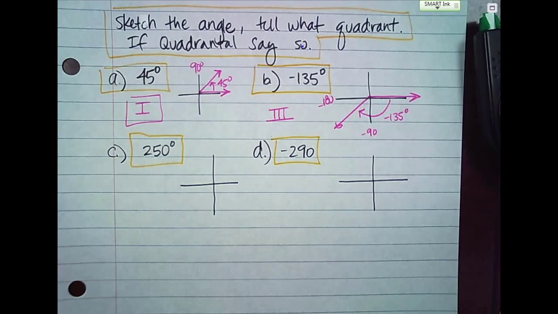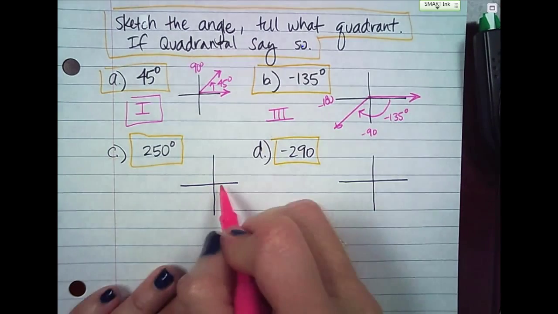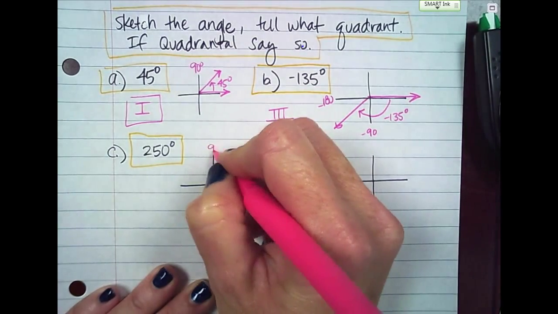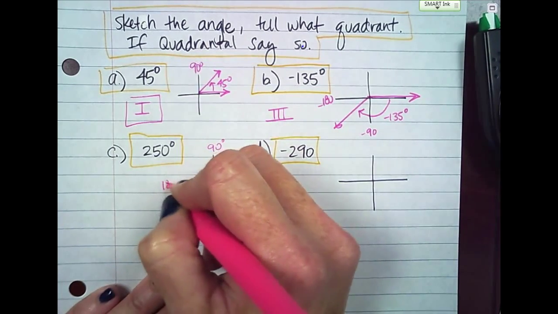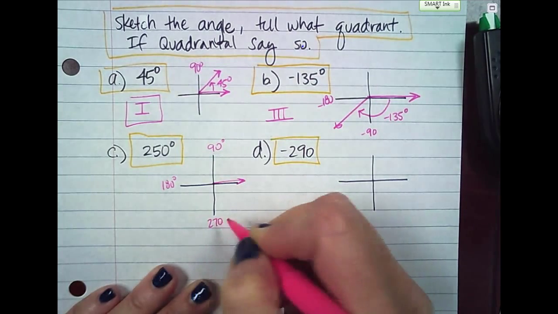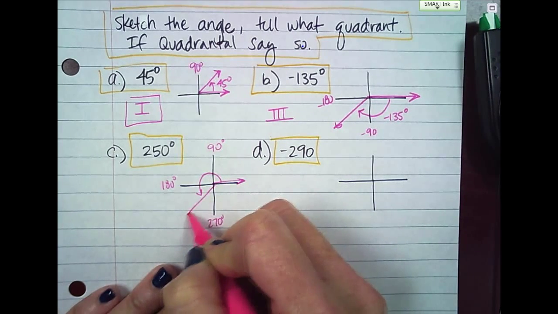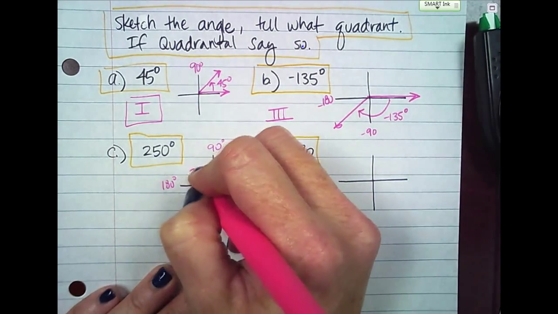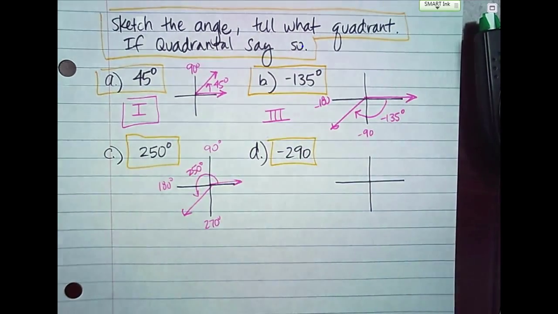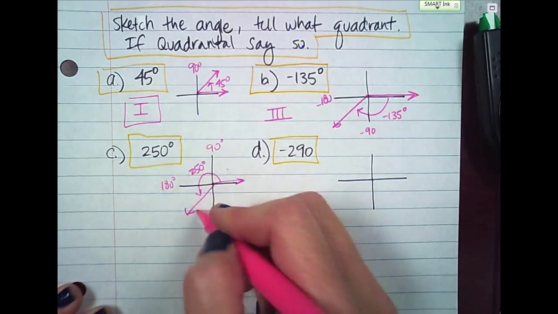If you're not sure, you can watch me. This will be 90, this is 180, and 270. So I'm going to travel all the way till I get to here. It's 250 degrees. What quadrant did I fall in again? 1, 2, 3.